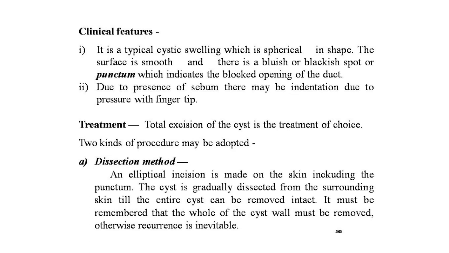Two kinds of procedures may be adopted. First is the dissection method and second is the incision avulsion technique. In the dissection method, an elliptical incision is made on the skin including the punctum. The cyst is gradually dissected from the surrounding skin till the entire cyst can be removed intact. It must be remembered that the whole of the cyst wall must be removed, otherwise recurrence is inevitable, means recurrence is certain if the cyst wall is not removed completely, in toto.